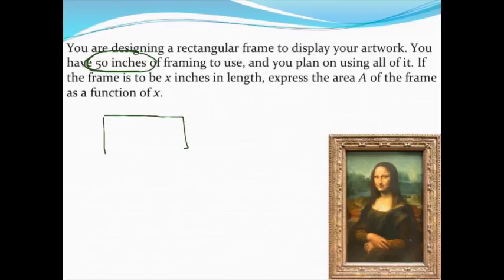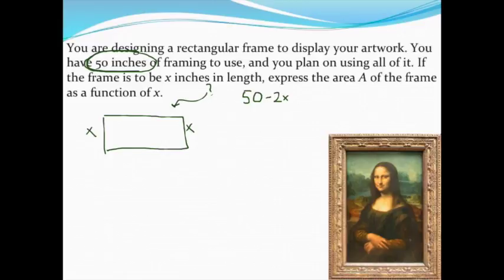So they tell me I've got a rectangle and they tell me the length of the rectangle, or the width, whatever, doesn't really matter, is x. And so I know that both sides would be the same thing, so I'll label those x. Well, what I need to do then is figure out how much is left to frame the top and the bottom of this rectangle. Well, I know I began with 50 inches of framing in this case, and I know so far I've used 2x, 1x for either side. So what's left then is going to be 50 minus 2x.